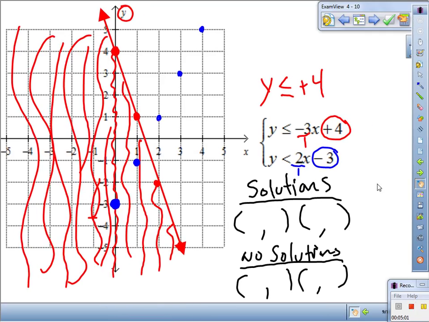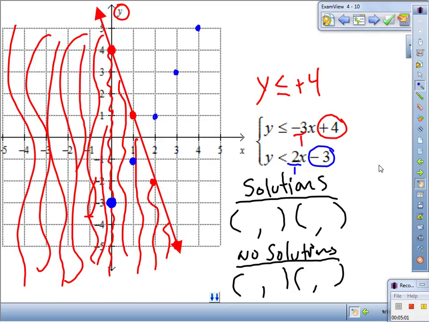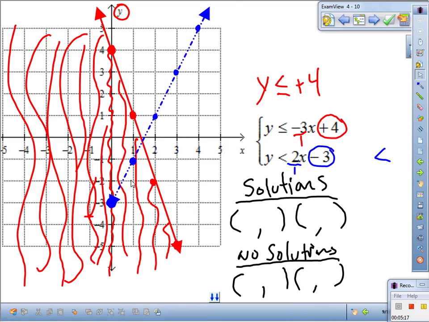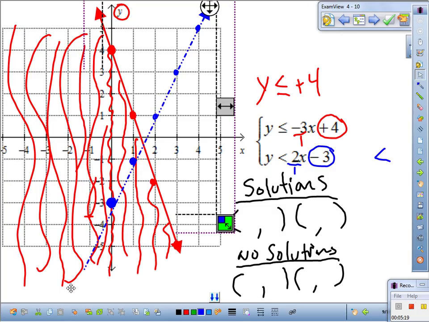Now, before I graph my line, let me show you my inequality. My inequality is less than. Does it have an equal sign? No. So what kind of line is it? A dotted line. That is correct. So we're going to draw a dotted line for this line. And to remind everyone, what does a dotted line mean? That the points on the line are not part of the solution set. Tell your neighbor what everyone just said, please.